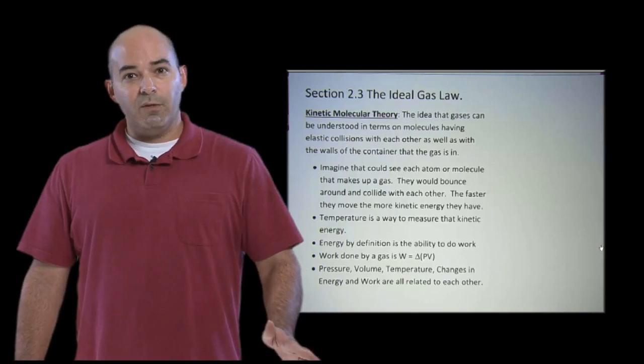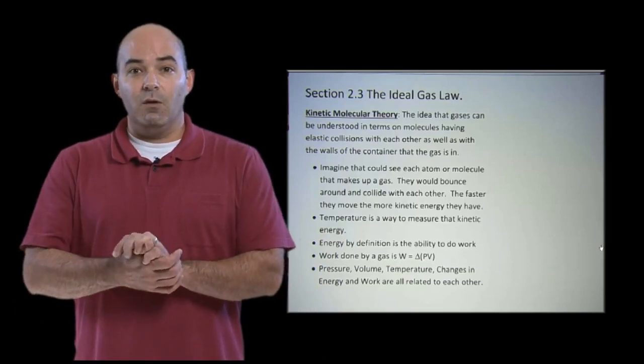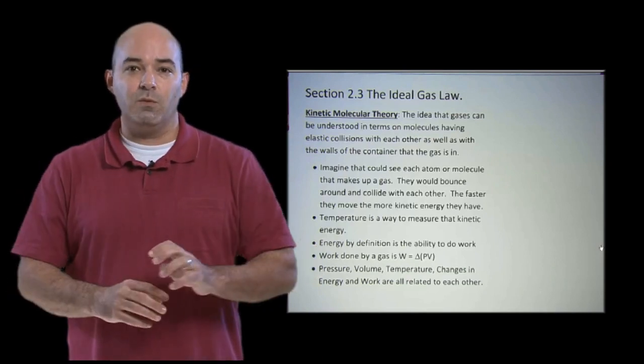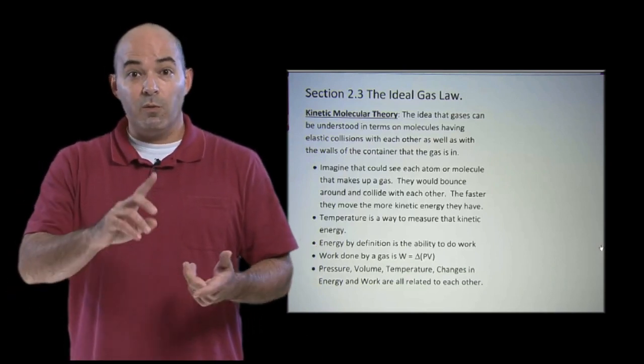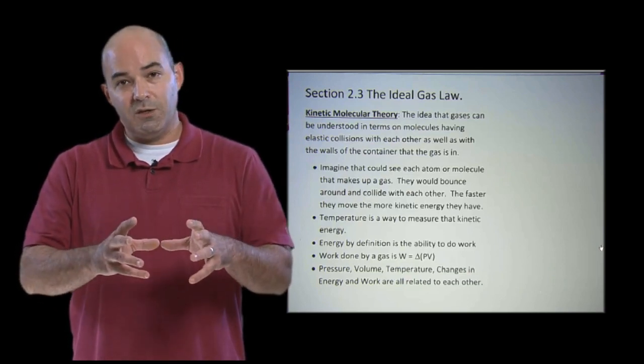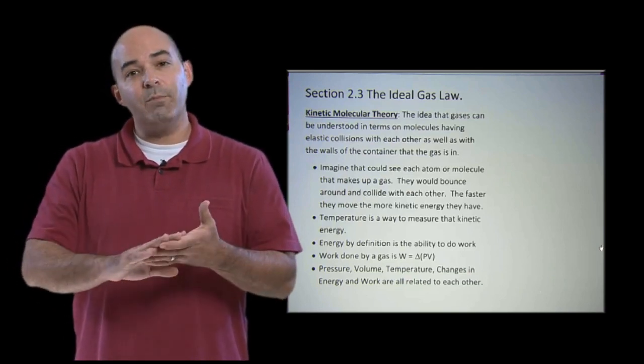To section 2.3, this is called the ideal gas law. We just saw how the can collapsed and shrank really fast when we put aluminum in ice water. Well, the reason it happened so fast was heat transfer. That was section 2.2. This is section 2.3. It's why it happened at all.